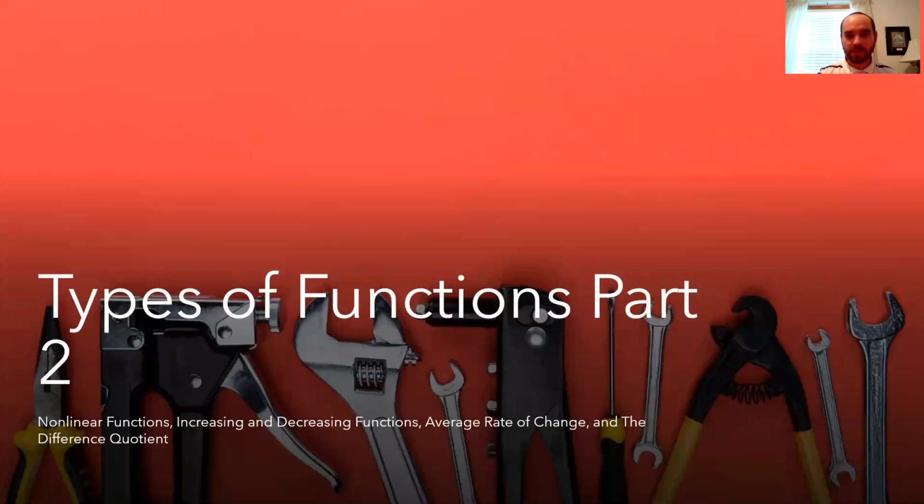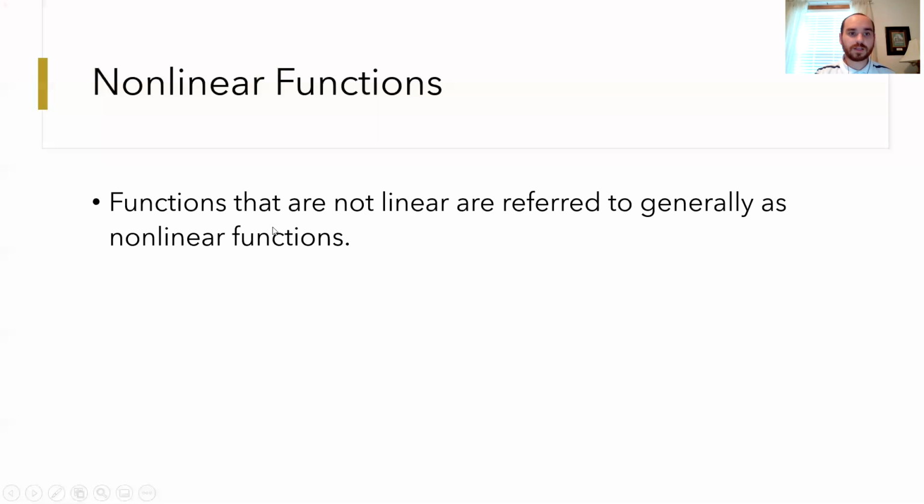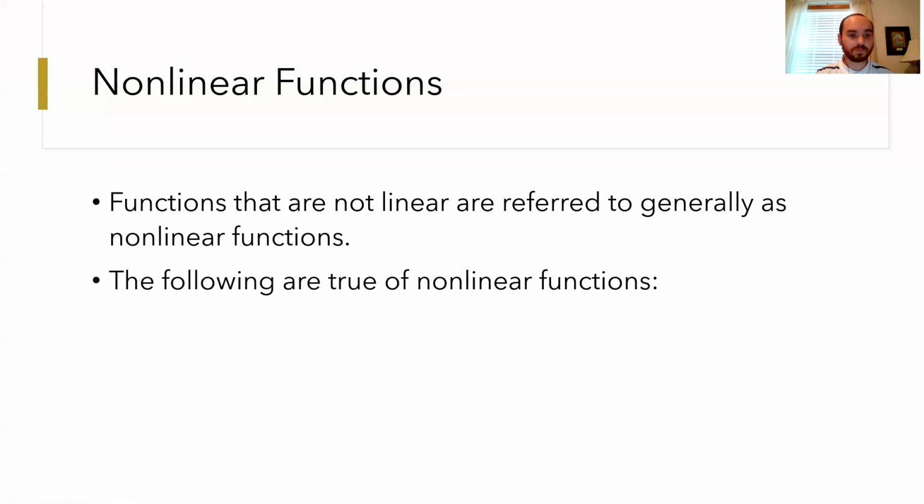We are continuing our types of functions discussion with nonlinear functions, increasing and decreasing functions, average rate of change, and the difference quotient. So to start, nonlinear functions. Functions that are not linear are referred to generally as nonlinear functions. That is pretty redundant. Hopefully that makes plenty of sense to you. But if it's not a linear function, it's a nonlinear function, or it's not a function. It can be one of the two.